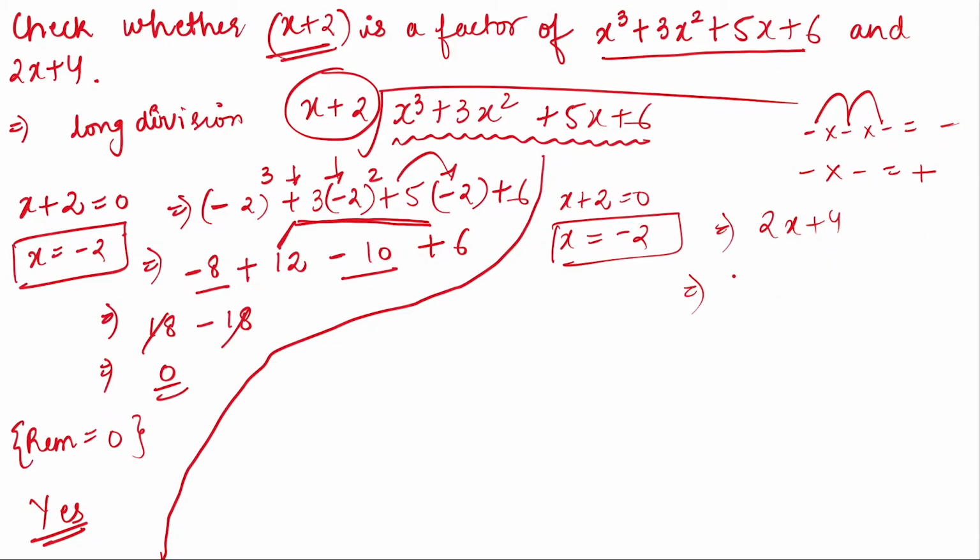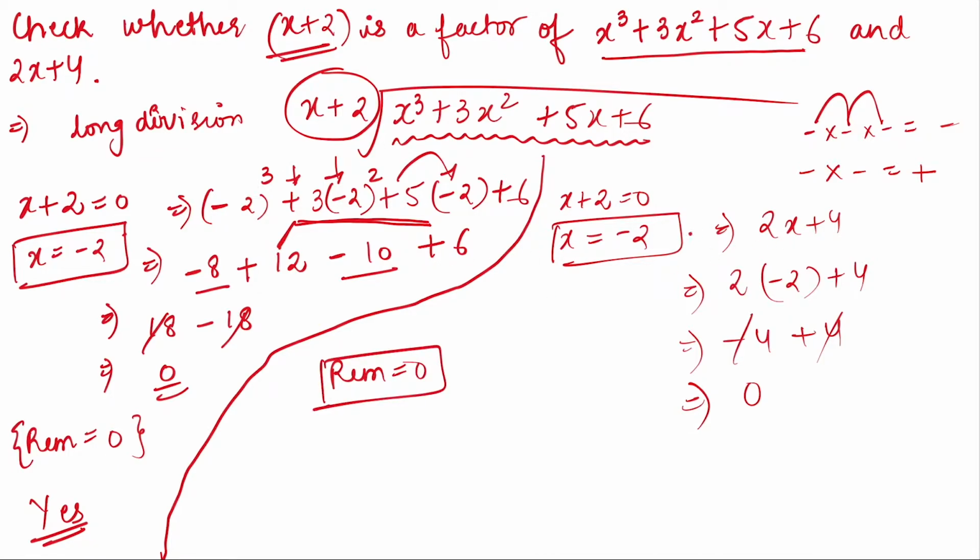Now 2 into minus 2 plus 4, we get 2 into minus 2 as minus 4 plus 4, yay, we are getting 0. So we have got a remainder equal to 0 in this one. We can say x plus 2 is a factor of this one also. I hope we are clear how to check whether a polynomial is a factor of another polynomial.